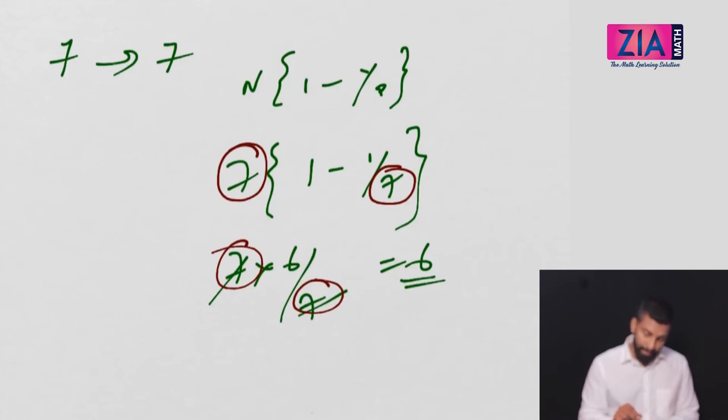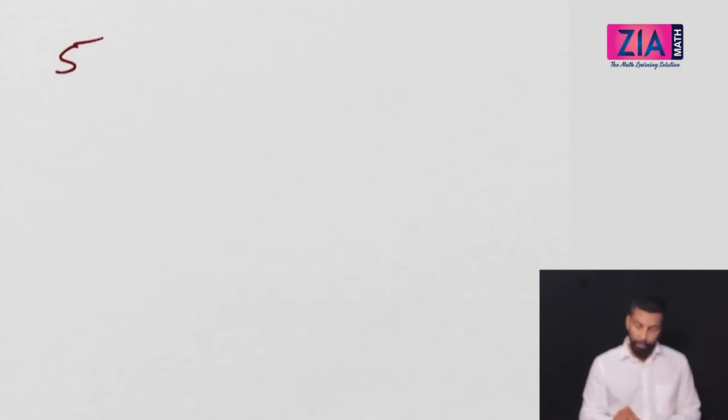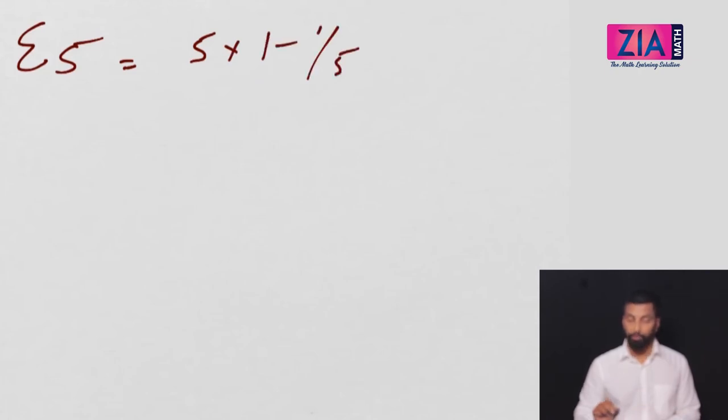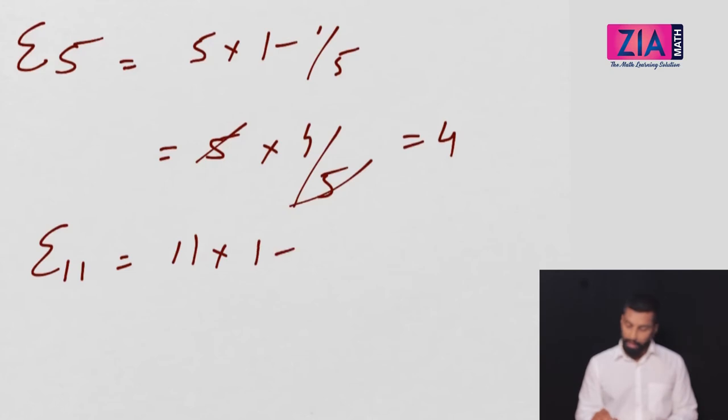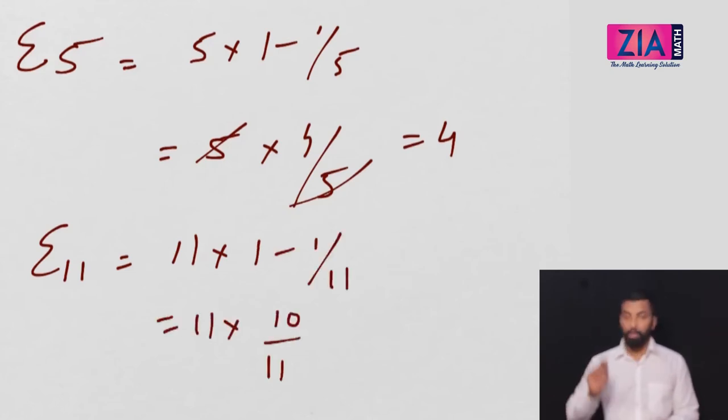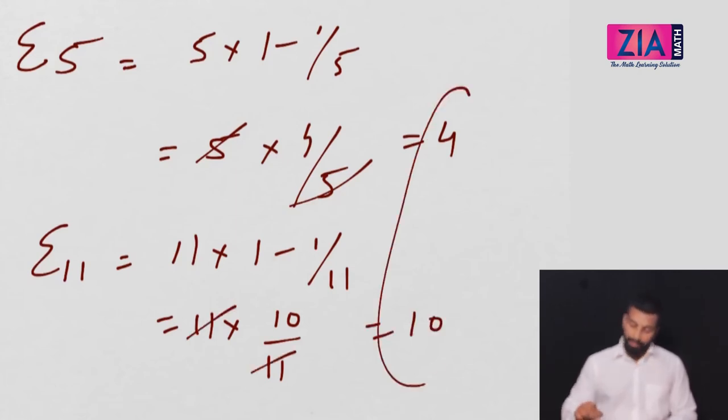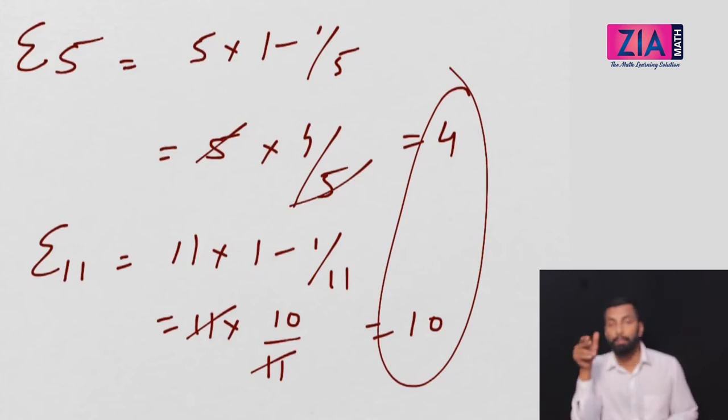Now let's take 5, another prime number. Euler's number of 5 means n is 5 into 1 minus 1 by 5. That is 5 into 4 by 5. This 5 is getting cancelled, you will get 4. If you find it for 11, 11 into 1 minus 1 by 11, right? So 11 into 10 by 11, because 1 minus 1 by 11 is 10 by 11, and this is getting cancelled, you get 10. So what pattern can you observe? The Euler's number of a prime number will be 1 less than the number.